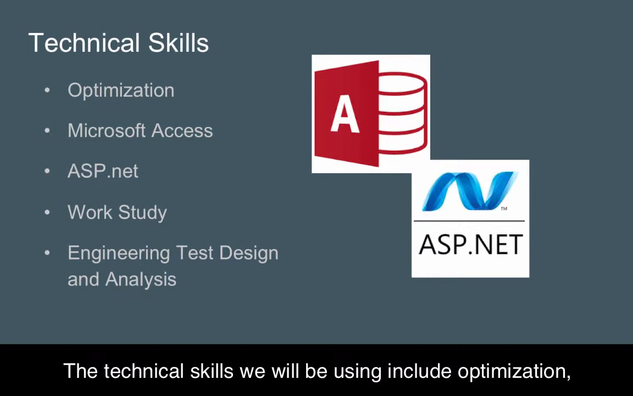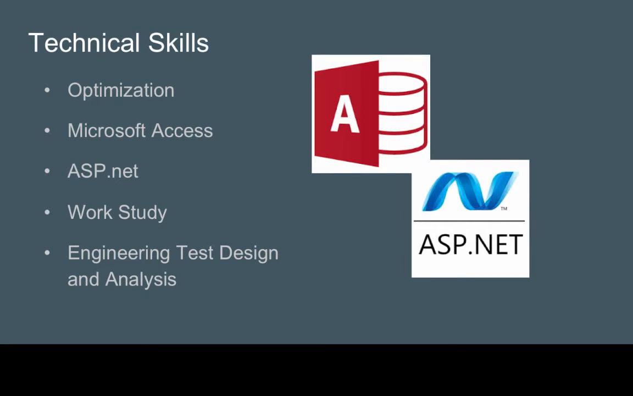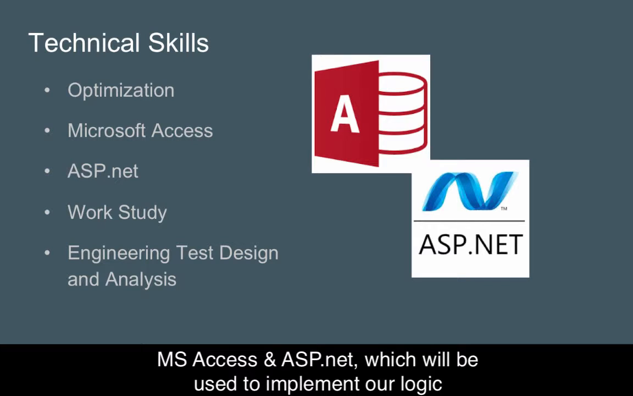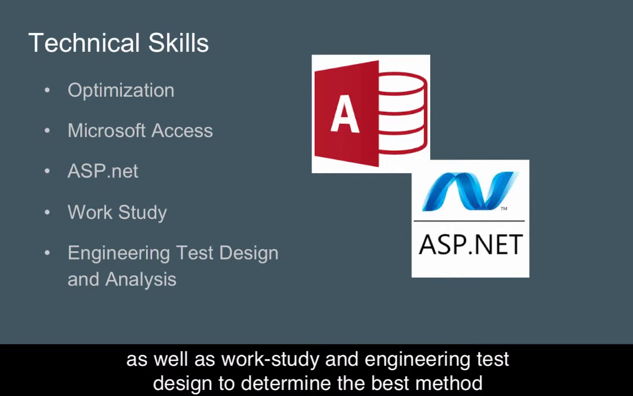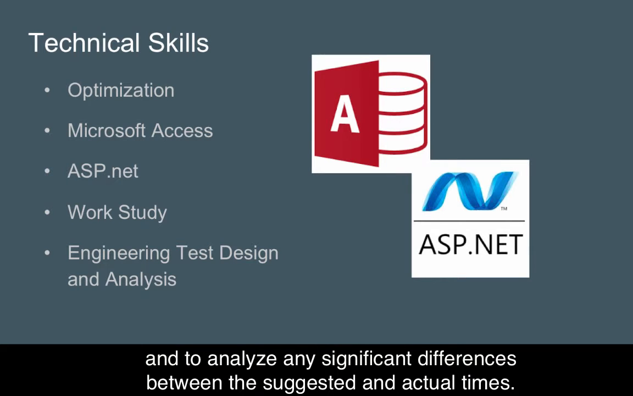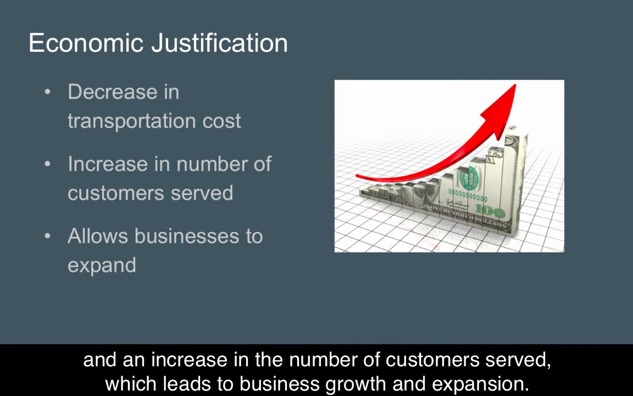The technical skills we will be using include optimization, which will be used to create the logic for our package, Microsoft Access and ASP.NET, which will be used to implement our logic determined from optimization to create the physical routes, as well as work study and engineering test design to determine the best method and to analyze any significant differences between the suggested and actual times. Our economic justifications include a decrease in spending costs on gas for the drivers and an increase in the number of customers served, which leads to business growth and expansion.